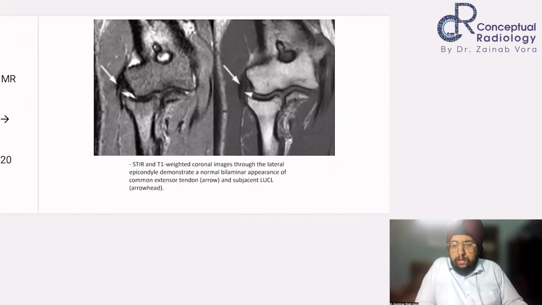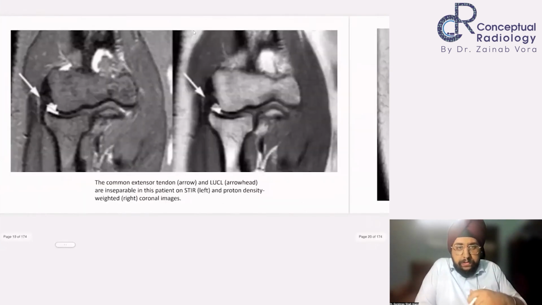Now these are certain images which are showing you the normal appearance of the structures at the common extensor, the lateral epicondyle. There's an appearance which we call the normal bilaminar appearance, because a strip of fat is present between the origin of the common extensor tendon and the lateral ulnar collateral ligament. But you may or may not find this normal bilaminar appearance. That is just one of the things. Sometimes they can be inseparable also.